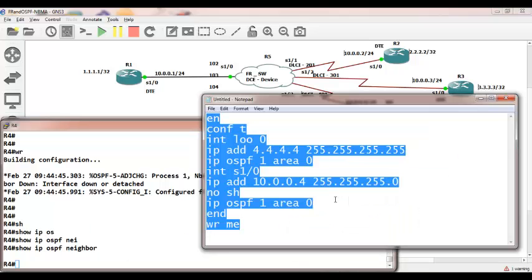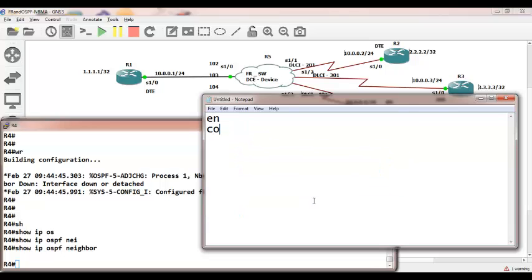Enable, config t, router OSPF 1, neighbor 10.0.0.2, neighbor 10.0.0.3, neighbor 10.0.0.4. This is on router 1.